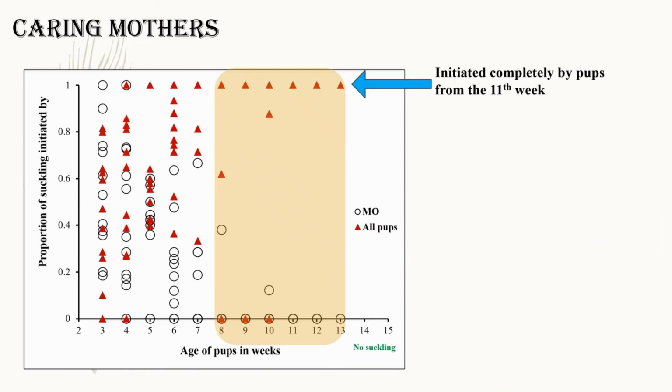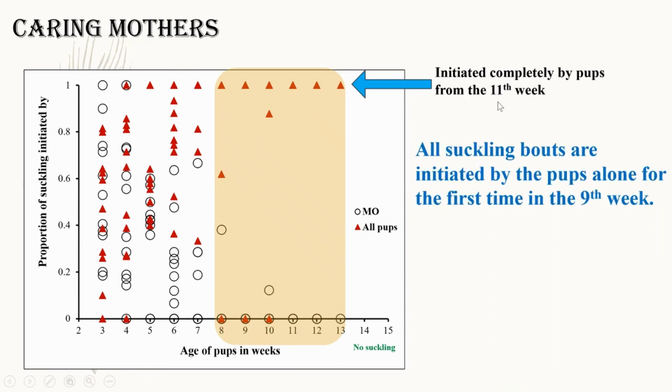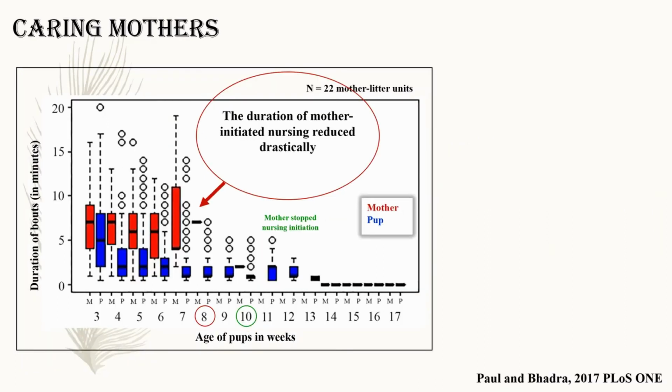3 years of data went into this when we said that in the later phase of the pup's development, all suckling bouts were initiated by the pups. And in the 9th week, this is when this is starting, the pups are trying to grab the mother and suckle from her. And this is what is leading to this problem of the peak in this behavior of the mother in the 9th week.